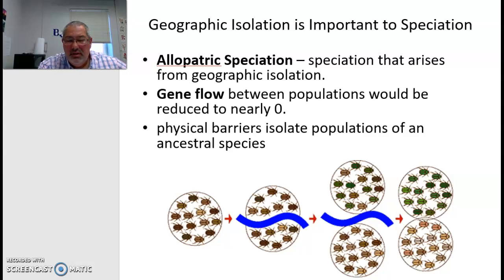If gene flow between the separated or isolated populations is reduced to near zero, that certainly might be more plausible on an island. If the ancestral population is from a mainland and the new species that form from geographic isolation are on islands or an island, think of Hawaii, then gene flow between a mainland and an island population might be reduced to near zero.